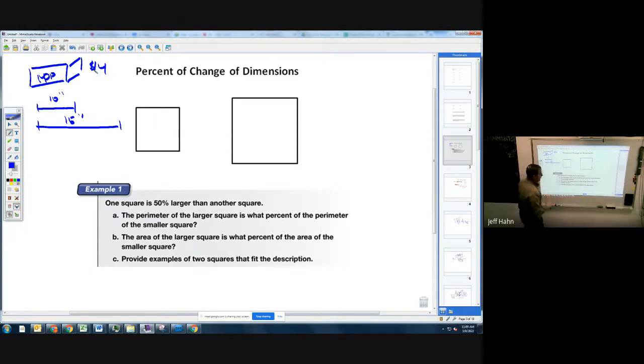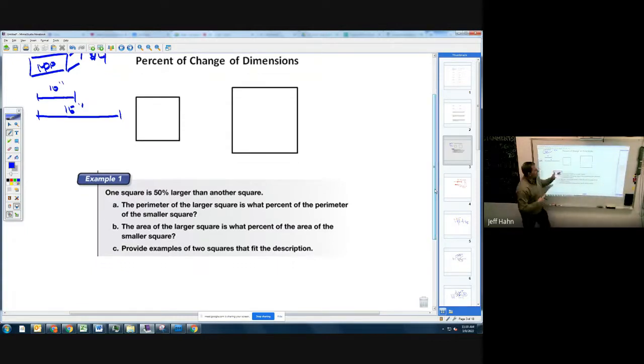If you don't get that, this will come up here. Here is what this is about. The problem in percent of change of dimensions is that it doesn't always make sense, and I'll tell you why. So here's example 1. One square is 50% larger than the other.